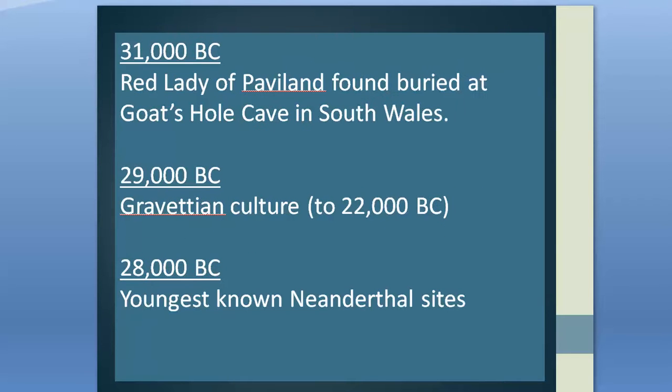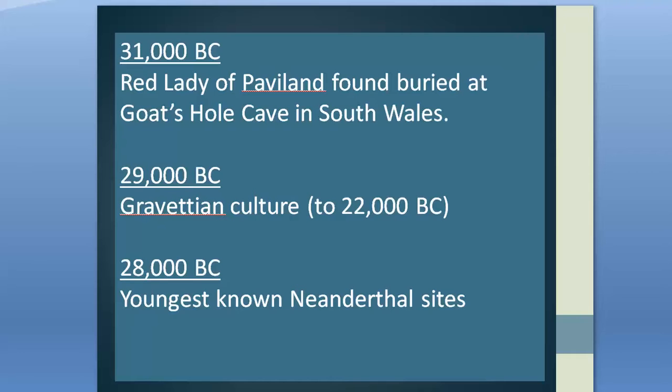Elsewhere, at Goat's Hole Cave on the Gower Peninsula in South Wales, in 1822, Reverend William Buckland discovered one of the oldest ceremonial burials of a modern human anywhere in Western Europe, known as the Red Lady of Paviland. It was falsely believed to be the remains of a Roman prostitute, but the bones were later analyzed as a young male adult dated to 31,000 BC. The skeleton was covered in red ochre and was buried alongside bones of a mammoth.